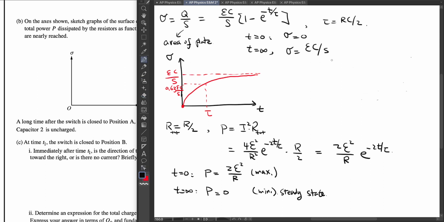All right. So that's power P times T. So at the beginning, the power is maximum. So I should draw a point here. That's P max, or 2 EMF squared over R. And then it will decay to 0, right? So let's draw an exponentially decaying function like that.